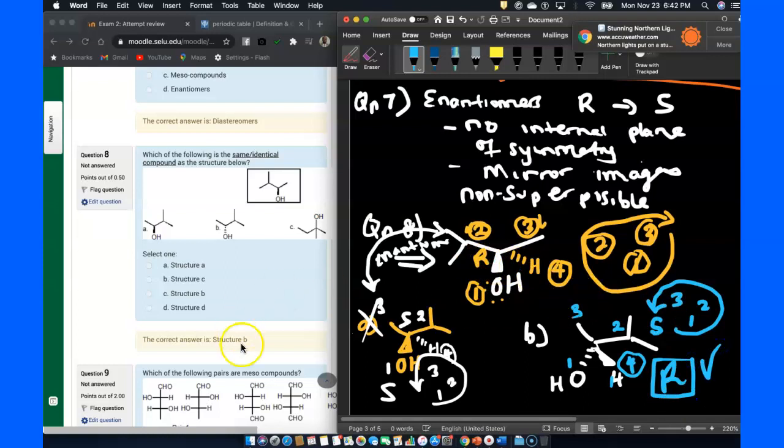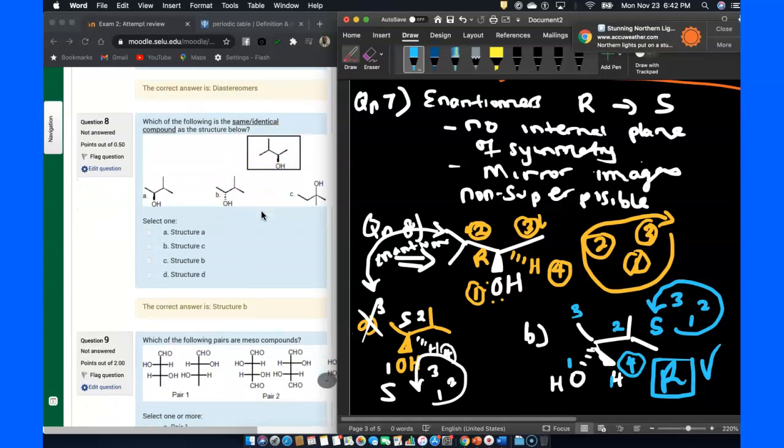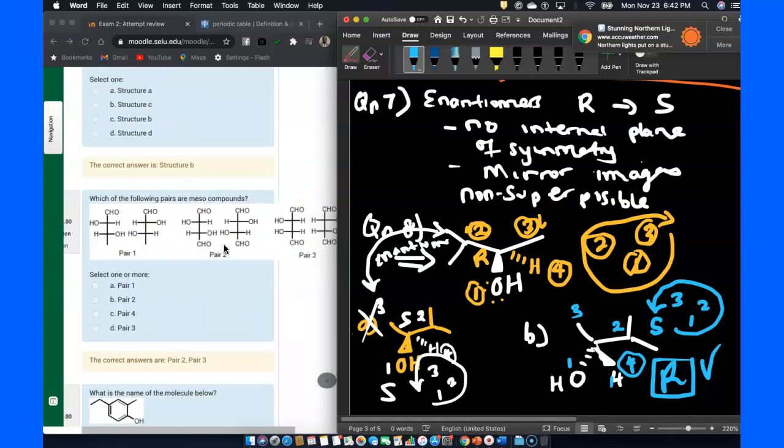So that's why structure B is the answer, because it has the same chirality as the one that's boxed, and the elements are in the exact positions. So structure B is identical, the same as the one that's boxed, just based off chirality.